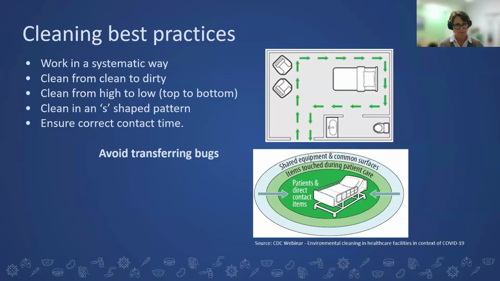I popped in a slide around best cleaning practices. So ideally, we want to be able to work in a systematic way. This is whether you have designated staff within your practice who clean, or whether you use your contract cleaners. If you use contract cleaners, you want to be ensuring all of this is happening and you're monitoring. So if we work in a systematic way within a room, it might be left to right, it might be clockwise, or it might be anti-clockwise. We want to clean from clean to dirty, so that we're minimising the risk of cross-contamination. We want to clean from high to low or top to bottom, and clean in an S-shaped pattern.